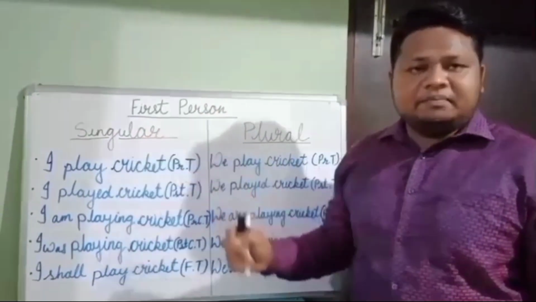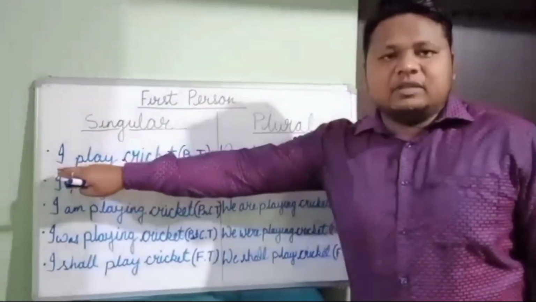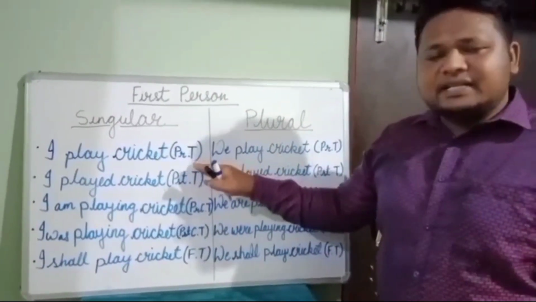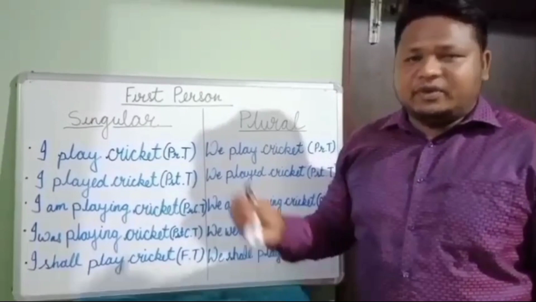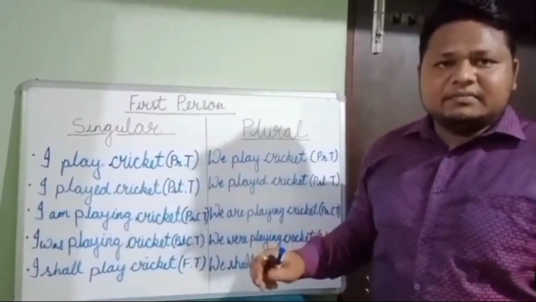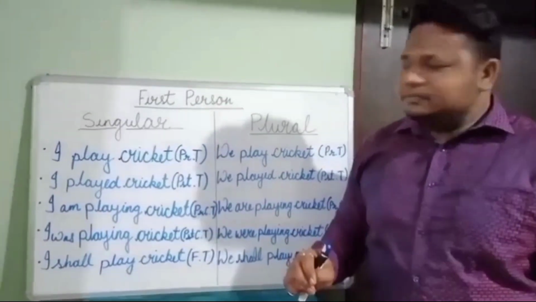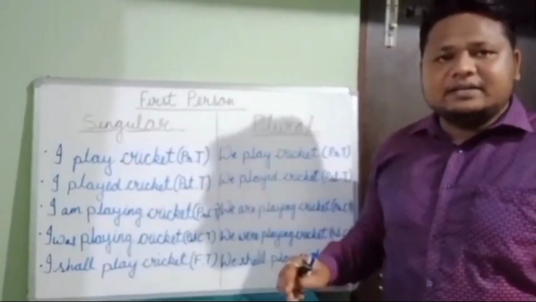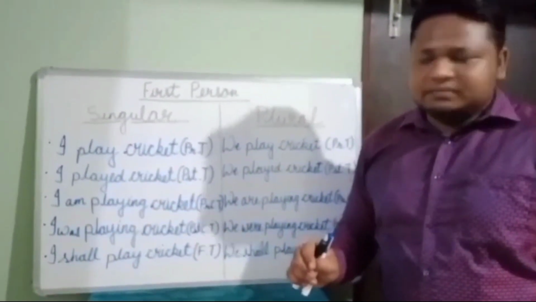Now let us see how different persons are used as subjects with different auxiliary verbs in different tenses in singular and plural forms. In first person singular, the subject will be I. In present tense we use the first form of verb, for example, "I play cricket." In past tense it becomes "I played cricket." The second form of verb is used.